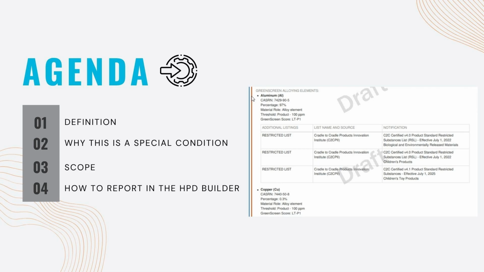1. We'll begin with a clear definition of what a metal alloy is. 2. Then we'll explore why metal alloys require special condition handling. 3. Next, we'll define the scope of this special condition, what's included and what's not. 4. And finally, we'll walk through how to report metal alloys correctly using the HPD Builder system. Understanding these points is crucial for proper hazard assessment, regulatory compliance, and transparent reporting.